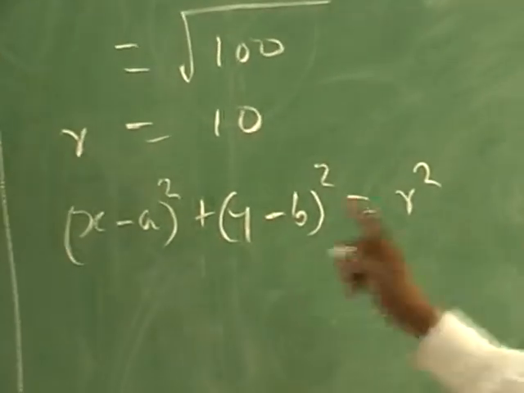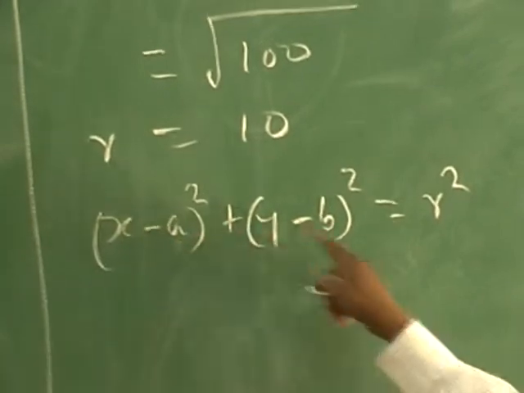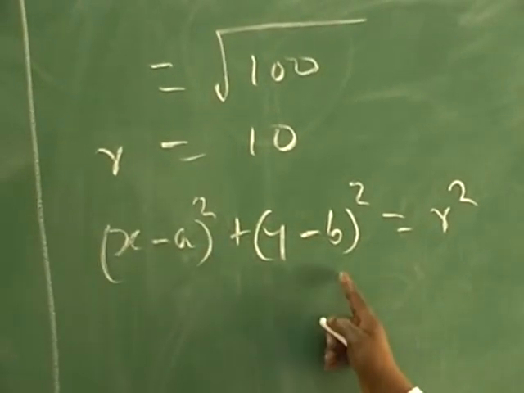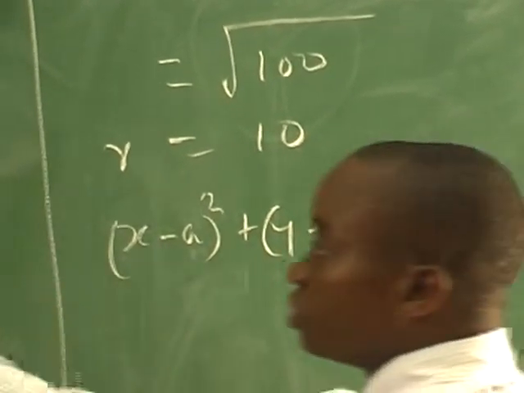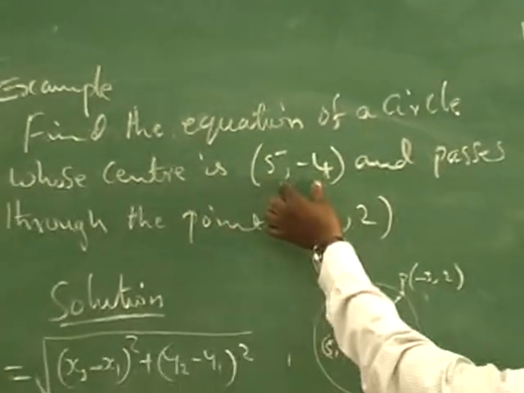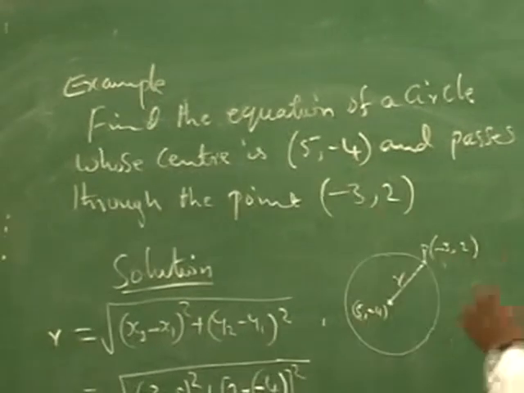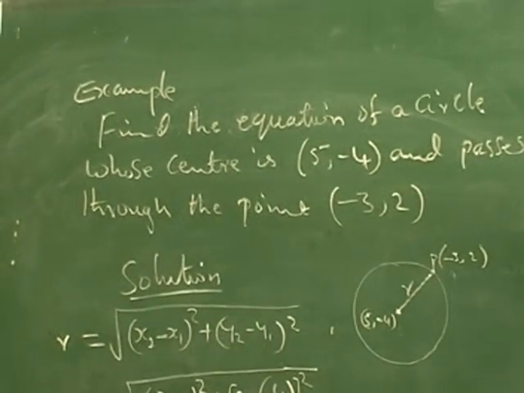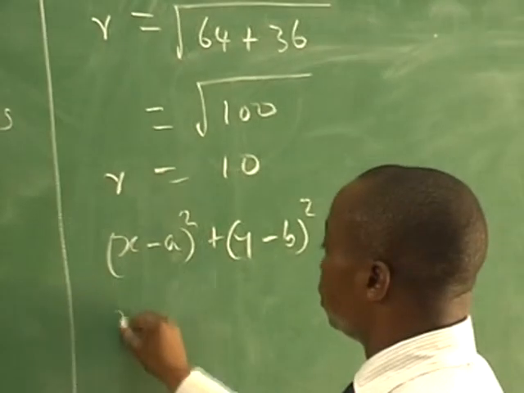But let us not forget that these a and b are coordinates of the center. So we will now go to the question and look at it. Whose center is this? So this is the center. And now we'll bring that coordinate of the center and fix it here to find the equation.